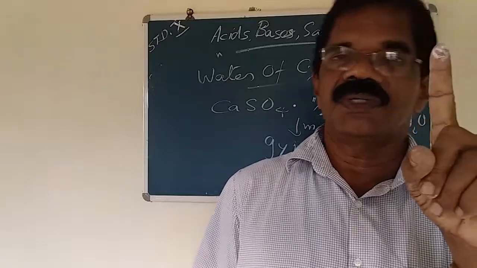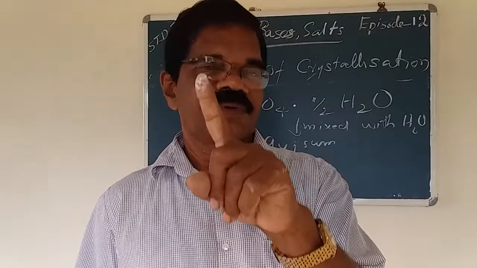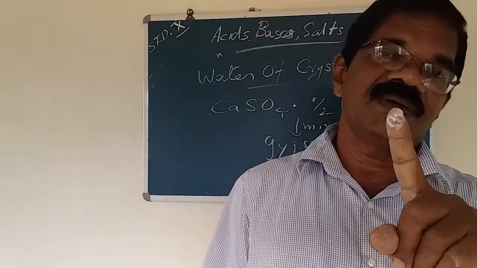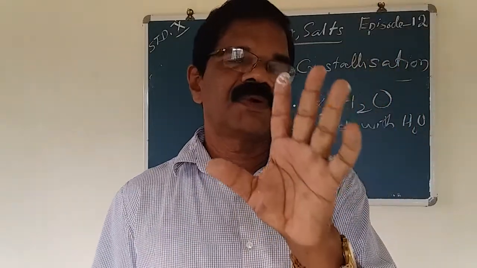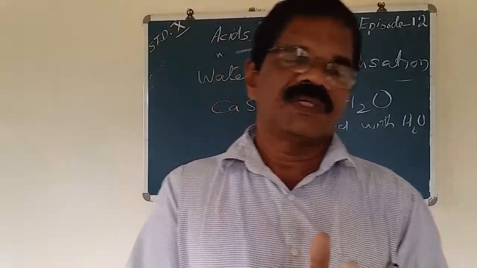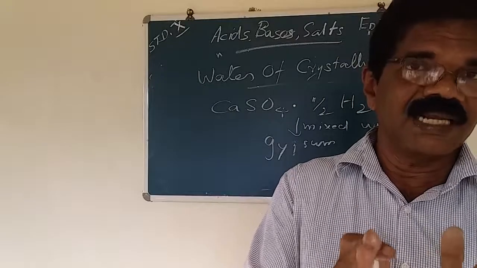At pH value 2 the strength decreases, at 3 again decreases, 4 again decreases, 5 decreases, 6 decreases, 6.5 has nearly reached neutral, 6.9 nearly reached neutral, almost neutral, and 7 it becomes neutral. That I will show you below the periodic table in your note, below the pH scale.